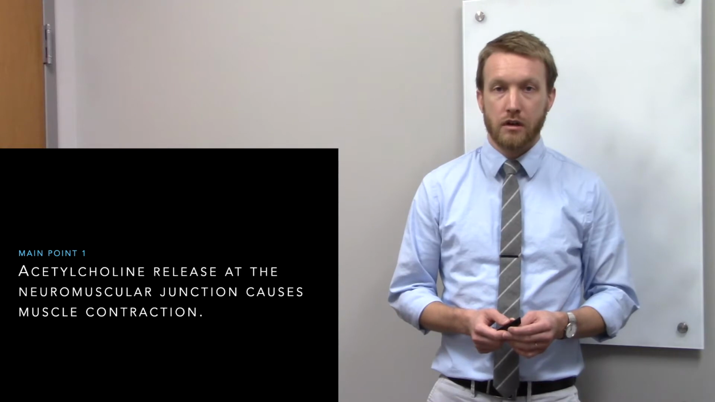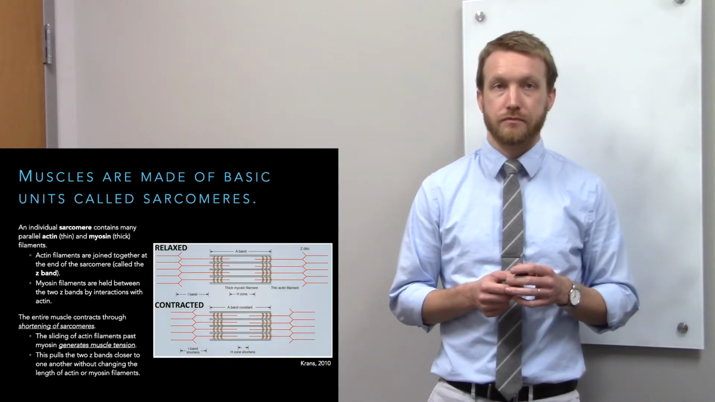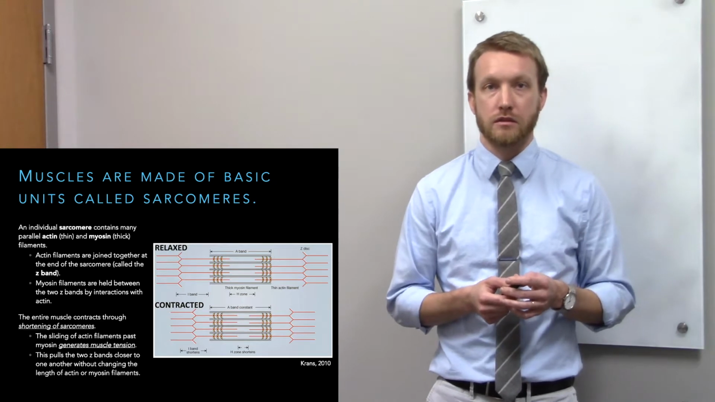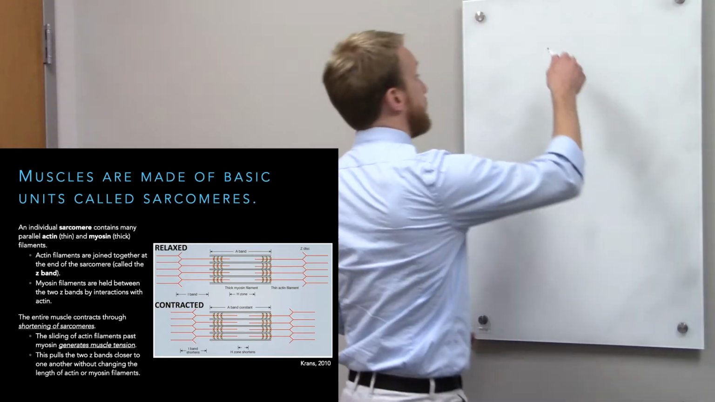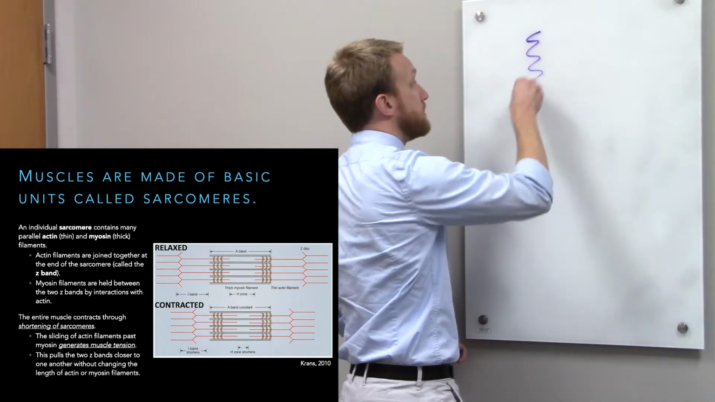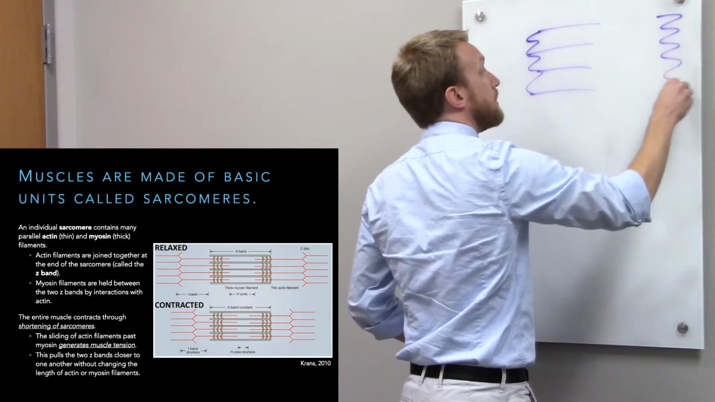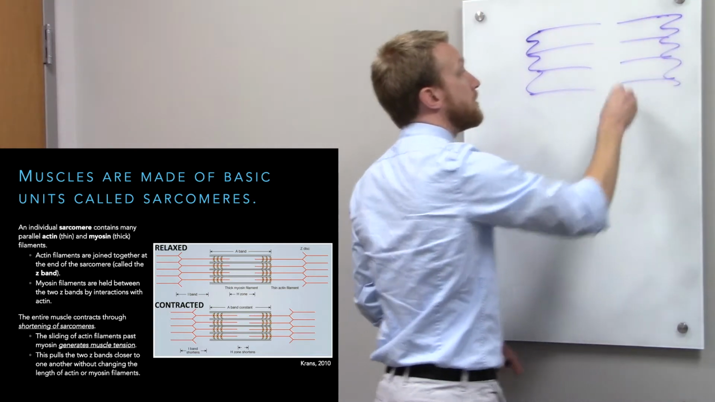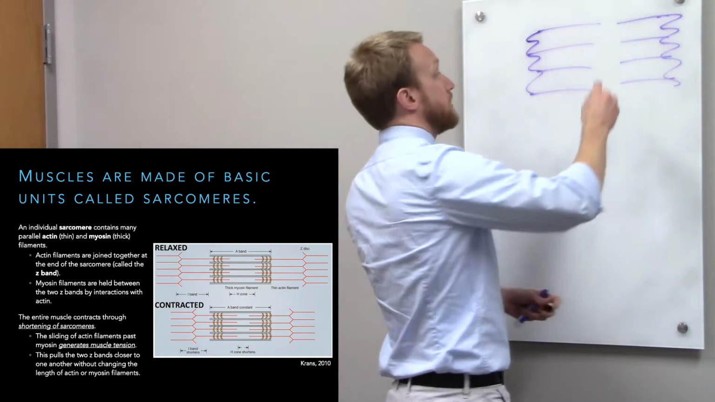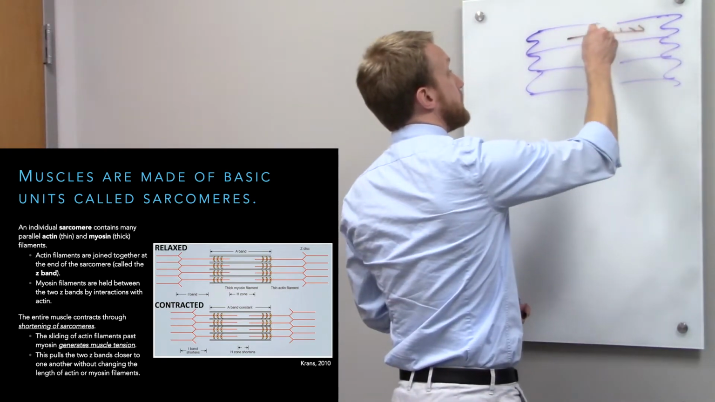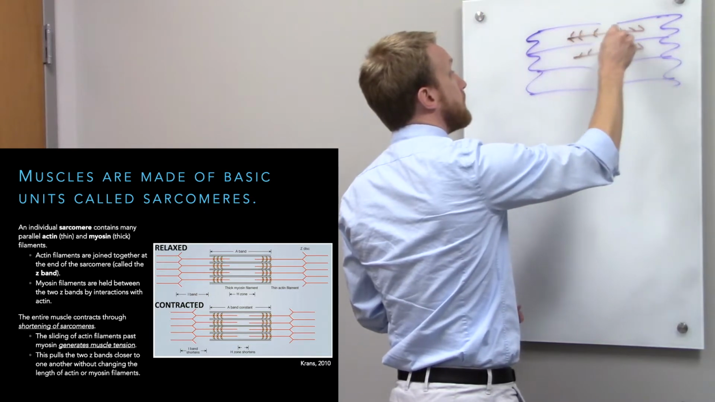This is where motor neurons are going to release acetylcholine to cause muscle contraction. Now the basic building blocks of muscles are sarcomeres, where we have our thin actin filaments held together at Z bands. And in between those we have our thicker myosin filaments. The sarcomere is going to change its length by sliding these filaments along one another.